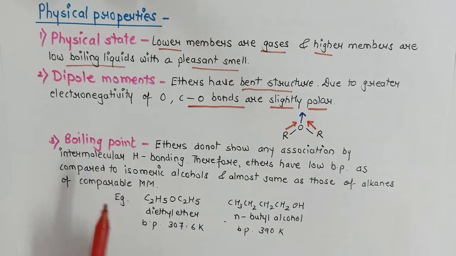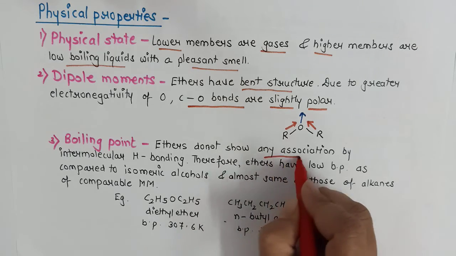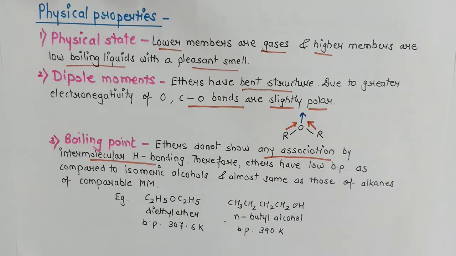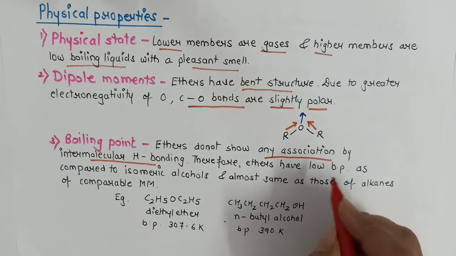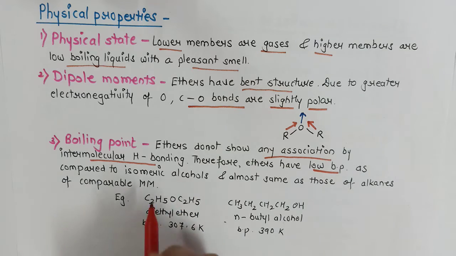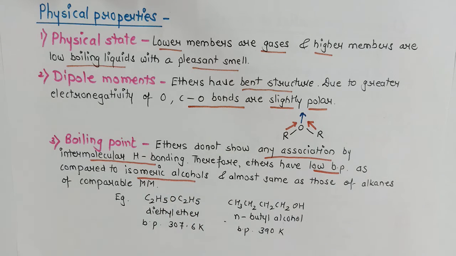Now boiling point. Ether do not form any intermolecular hydrogen bonding. As we have seen in alcohol, that alcohol form intermolecular hydrogen bonding. Even phenol form intermolecular hydrogen bonding. But ether do not form any hydrogen bonding because of absence of hydrogen here. And therefore ethers will have low boiling point when it is compared to isomeric alcohol. We know alcohol and ethers are functional isomers, and it is almost same as that of alkanes of the comparable molecular mass. I will say N alkanes.